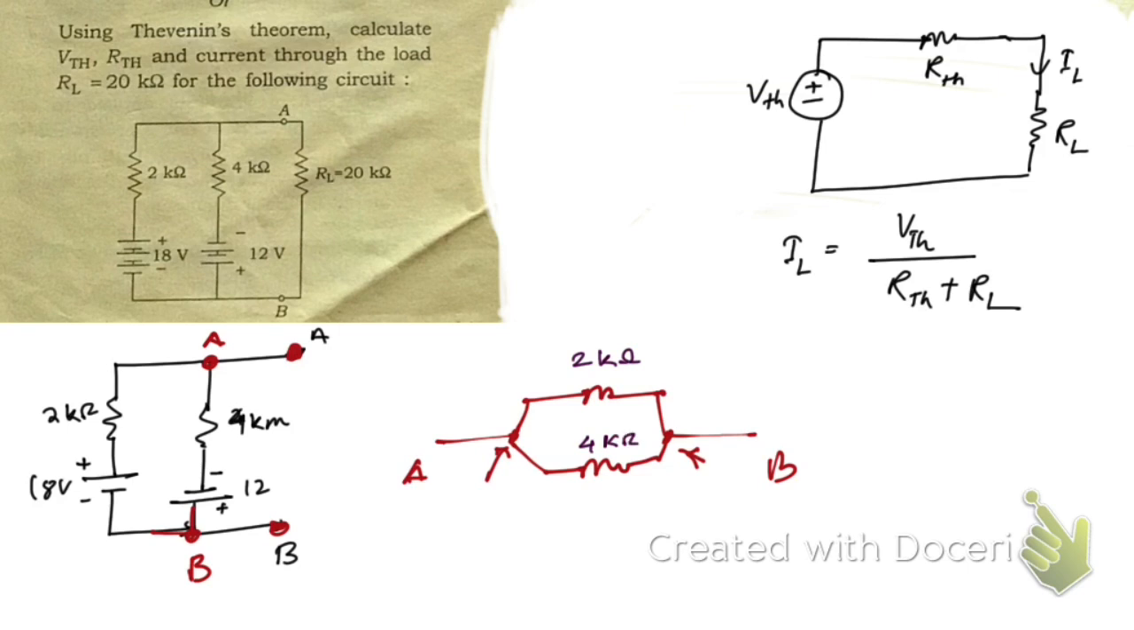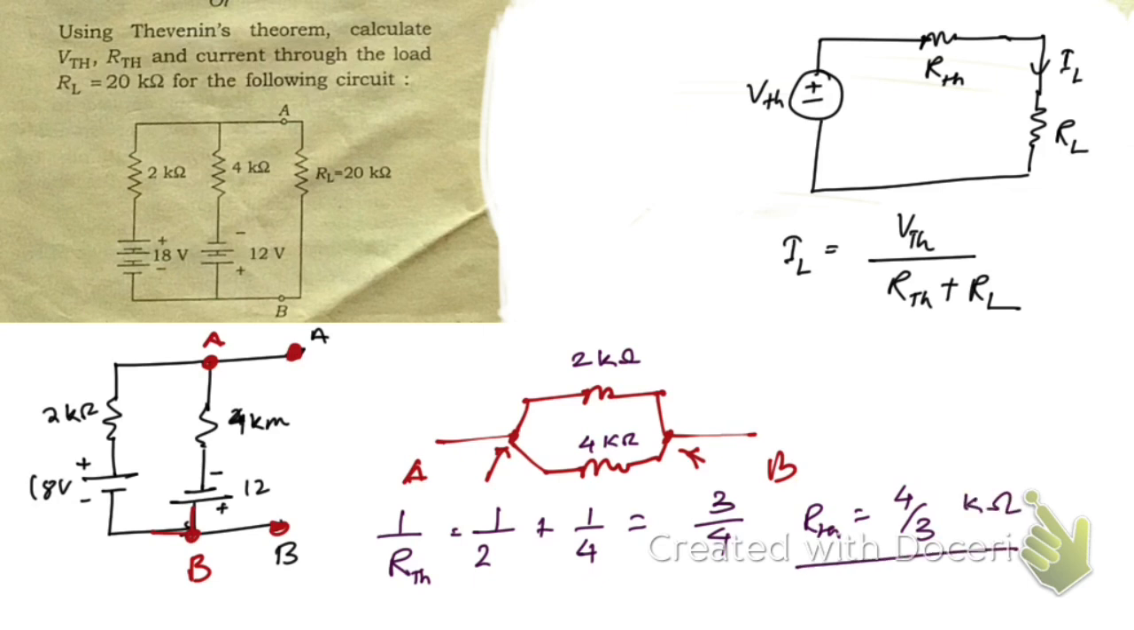Now let's find Thevenin's resistance RTH. How to find that? These are in parallel, so you first write 1 by RTH, which is 1 by 2 kilo ohm plus 1 by 4 kilo ohm. Then if you take the LCM, that's going to be 3 by 4, and RTH is going to be 4 by 3 kilo ohm, 4 by 3 kilo ohm, right? That's what we're going to get, RTH.